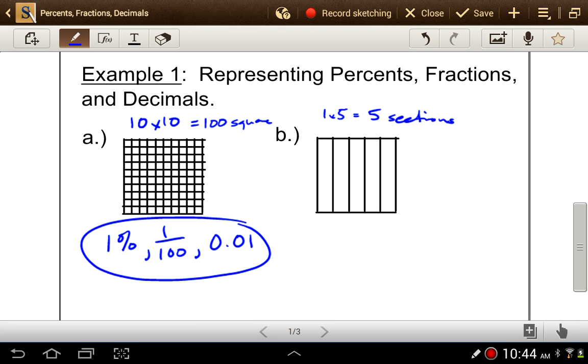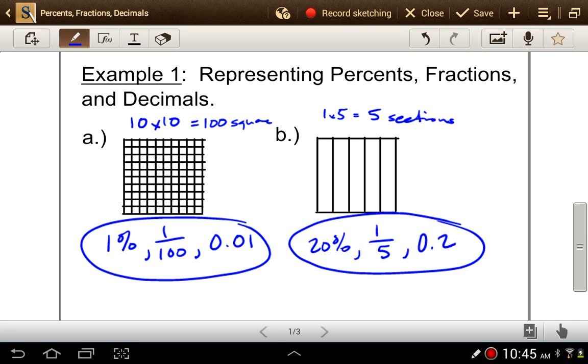Okay? In B, I have 5 sections. So each section is going to represent 20%. 20, 40, 60, 80, 100. Those are my 5 sections, so each section represents 20%. What is that as a fraction? Well, one section out of 5 total, so that is the fraction each represents. And then what is that as a decimal? Well, that is going to be 0.2, or 2 tenths, which would convert to 20 hundredths, which makes my percent out of 100.